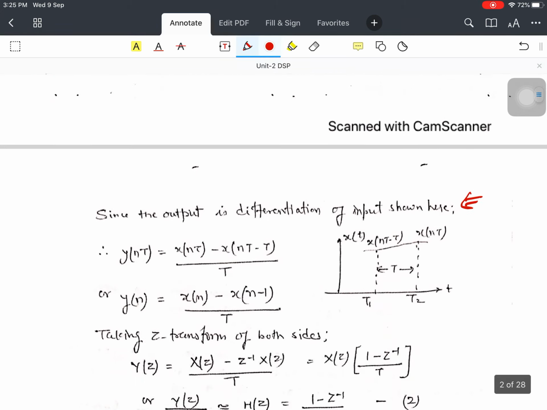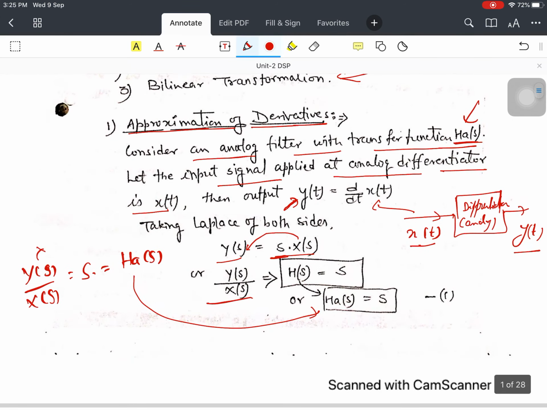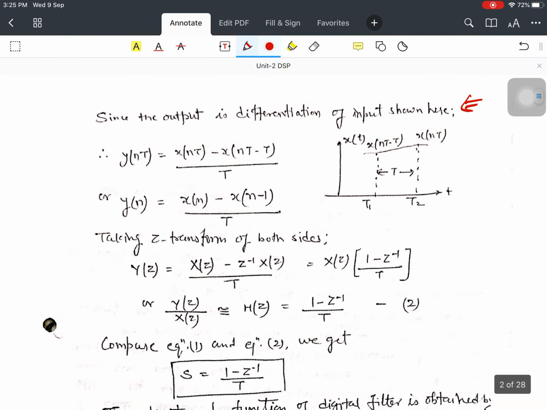Now moving forward, let's consider that since the output is the differentiation of the input, as we have taken here a differentiator. The same thing I have mentioned: since the output is the differentiation of the input, because y(t) equals d/dt of x(t). So the output is the differentiation of the input.